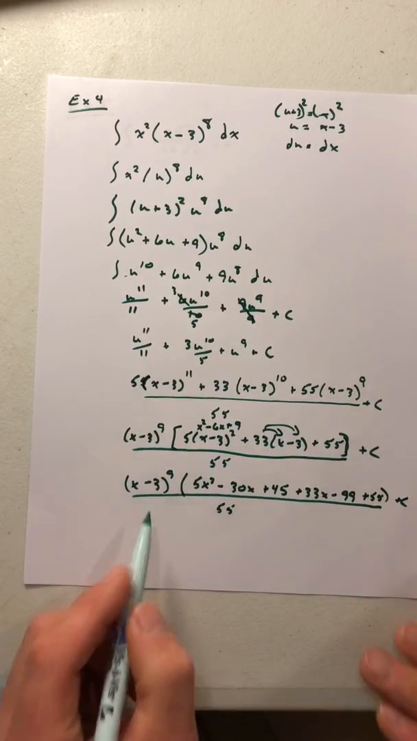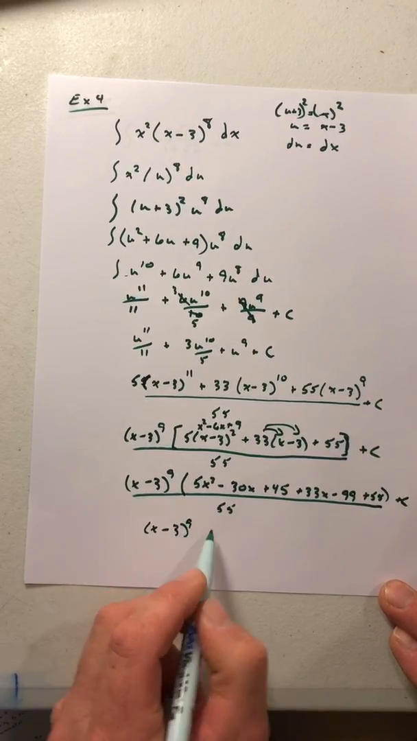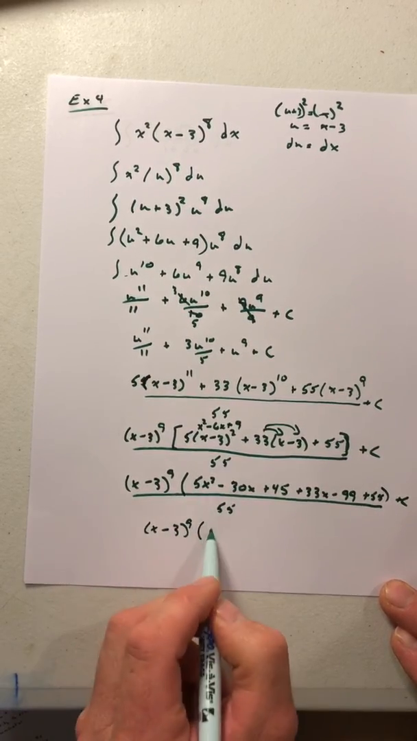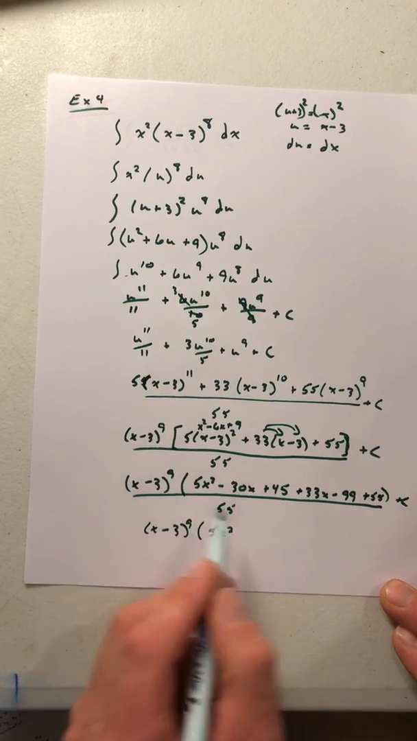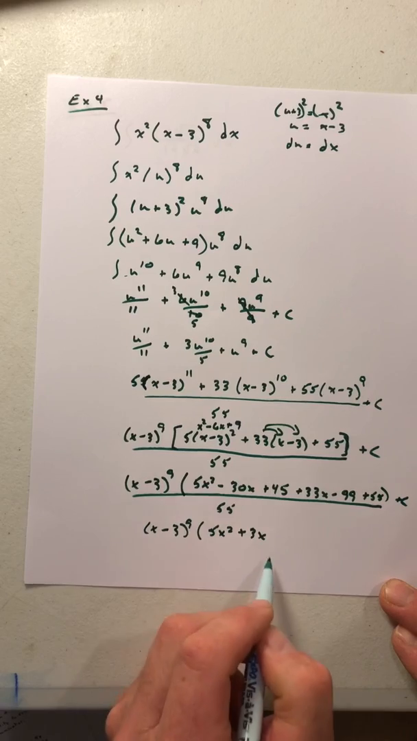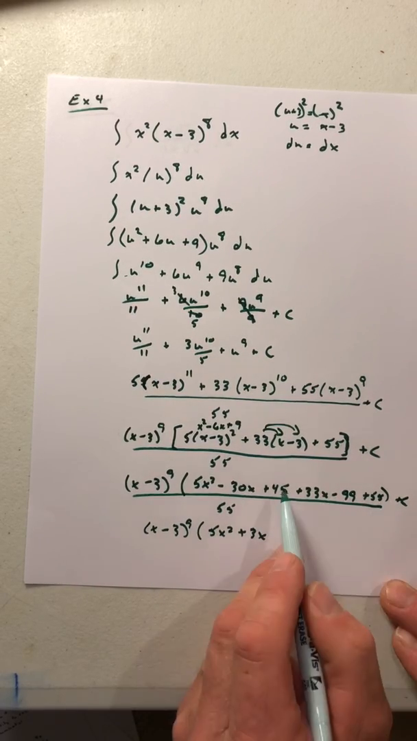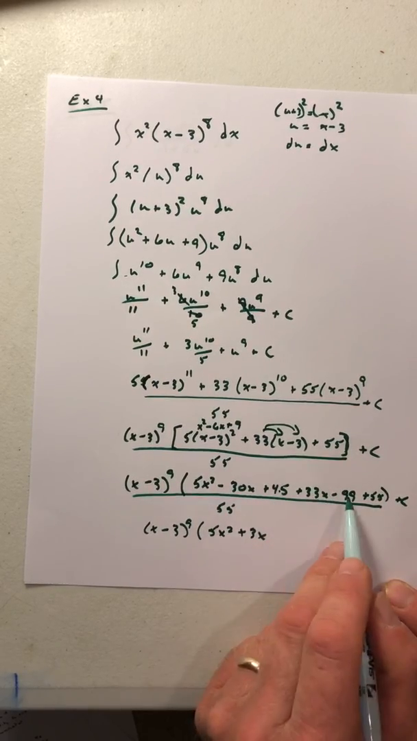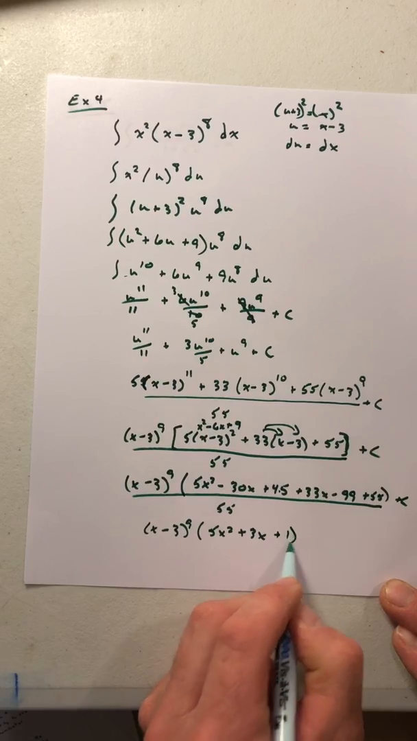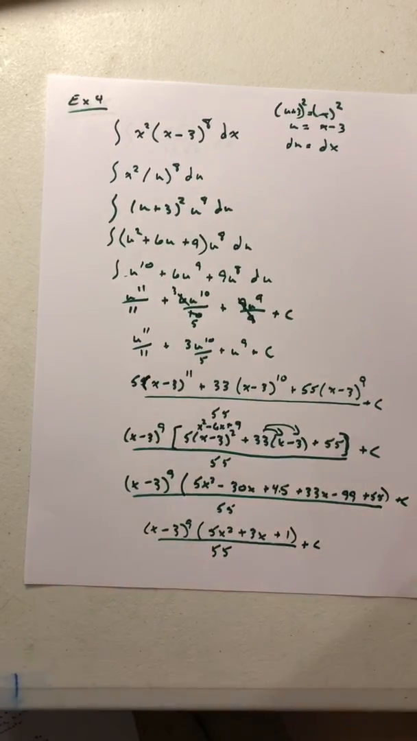We're almost there, kids. Take the x minus 3 to the 9th, still out there, and clean up. We have 5x squared. We have a negative 30x and a positive 33x, so it's going to be a positive 3x. Then 45, negative 99, and 55. I know 45 and 55 give me 100. So 100 minus 99 gives me plus 1. That's over our 55 plus our c, and voila, we got it.